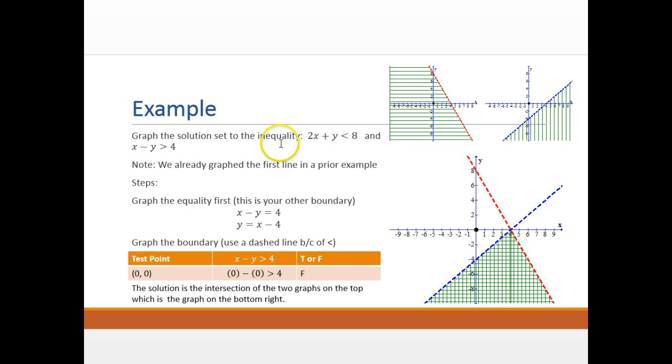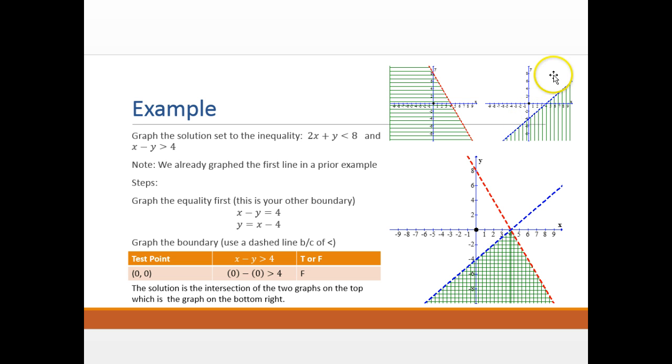Graph the solution set to the inequality 2x plus y is less than 8 and x minus y is greater than 4. Now this first one we already solved up here. This 2x plus y is less than 8, that was this graph in the upper left. So what I'm going to do is graph the equality of the second one first. x minus y equals 4, so y equals x minus 4. So I have a y-intercept of negative 4 and a slope of up 1 over 1.